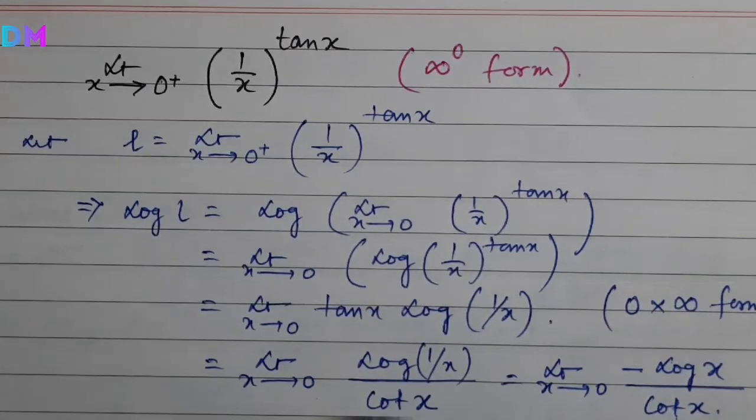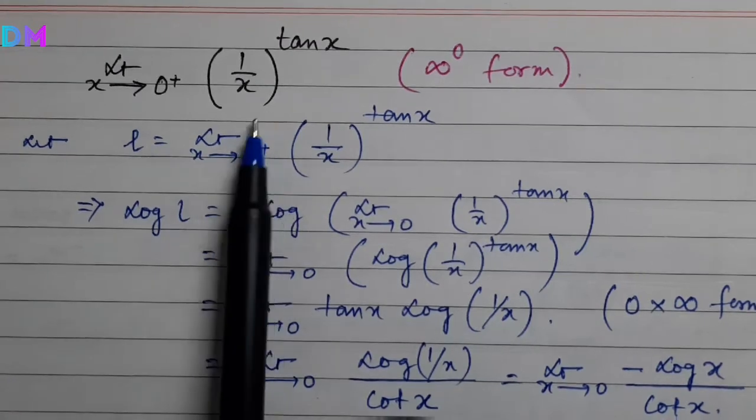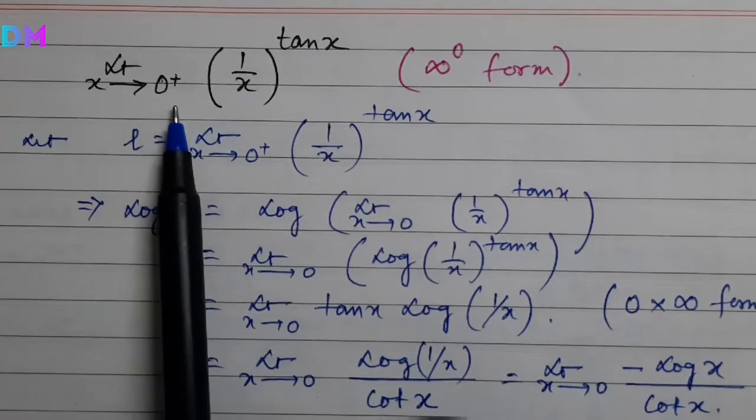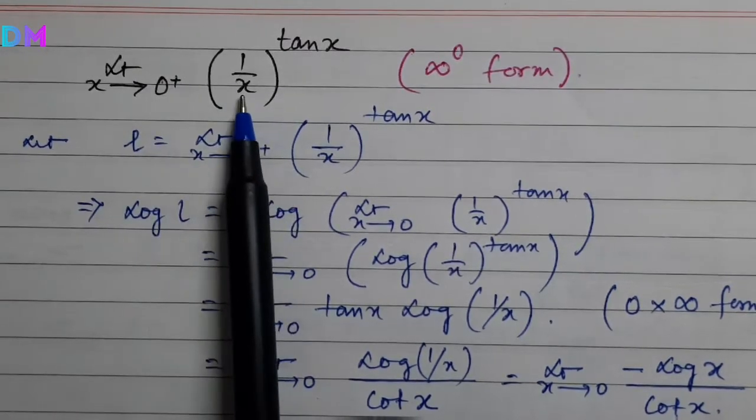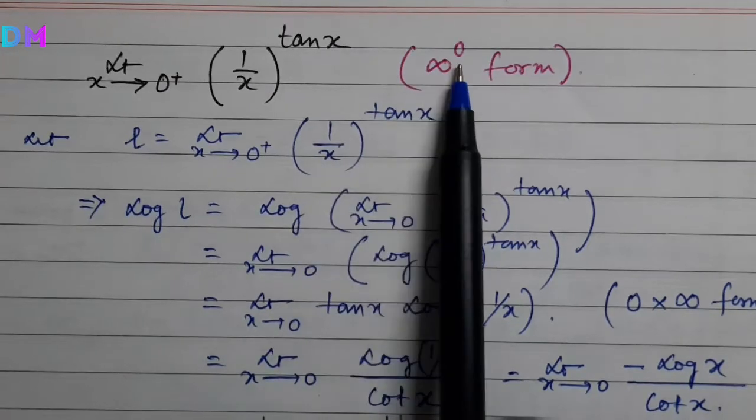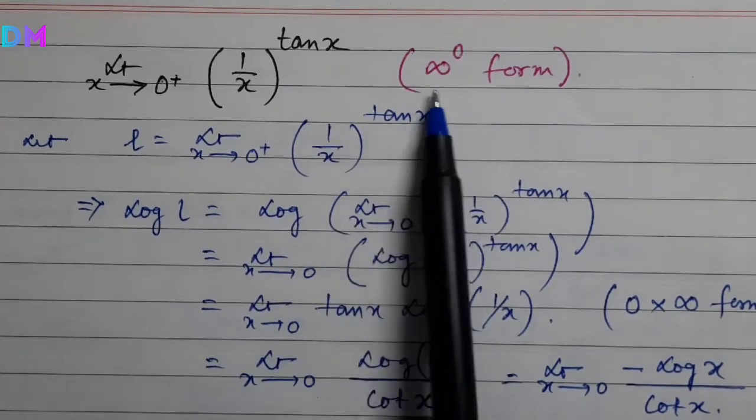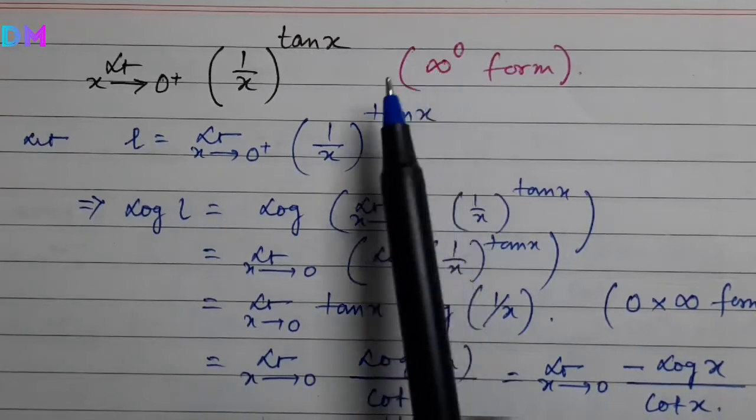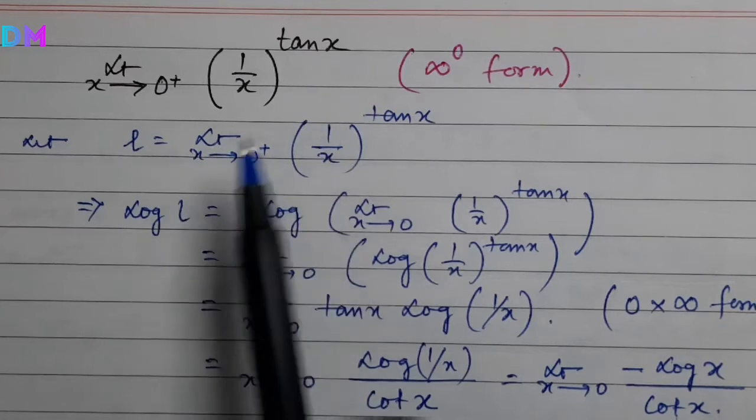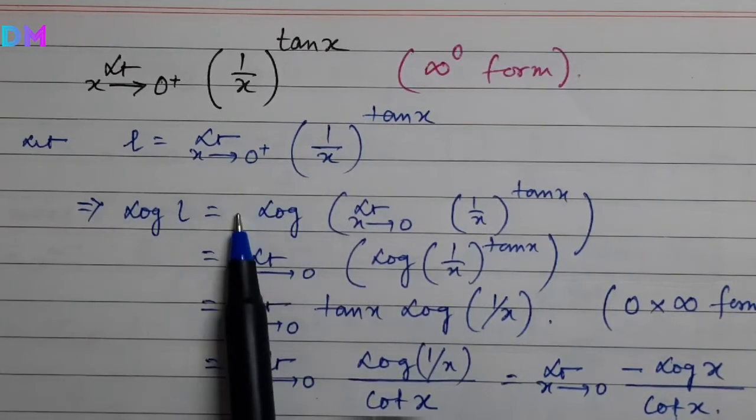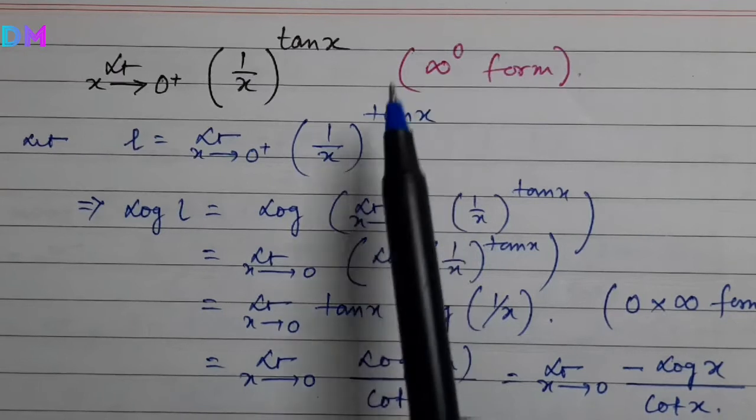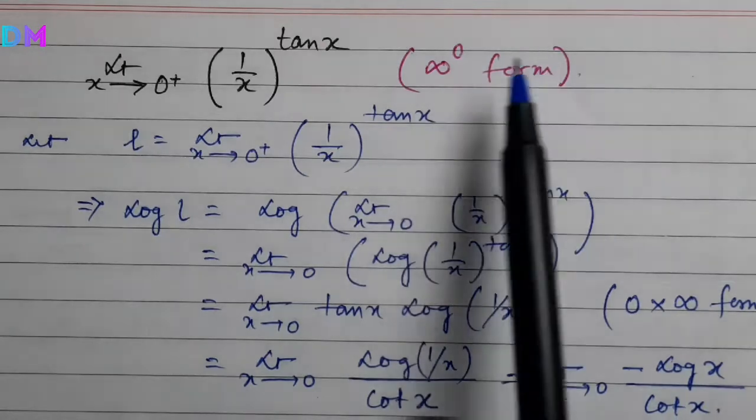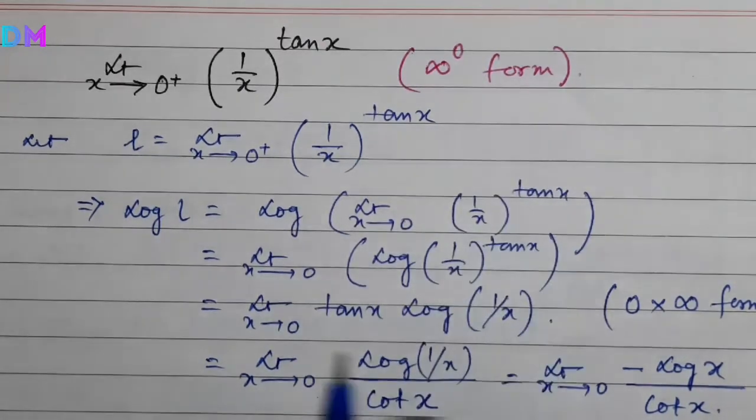Now let us solve this question. Here the limit is 1 by x whole to the power tan x when x tends to 0. Now if we put x tends to 0, it is coming infinity and this is coming 0. So it is infinity to the power 0 form. In fact, this is the method to solve infinity to the power 0, 1 to the power infinity, and 0 to the power 0 forms.